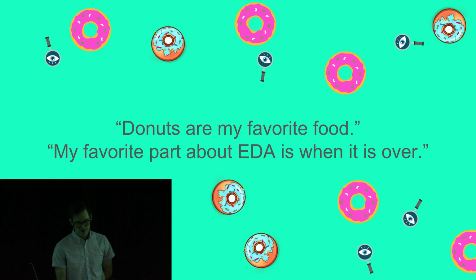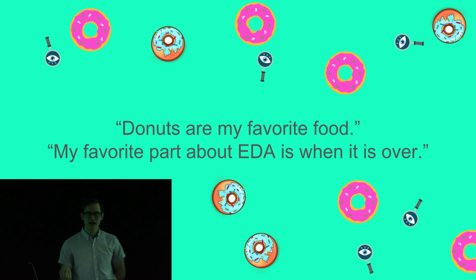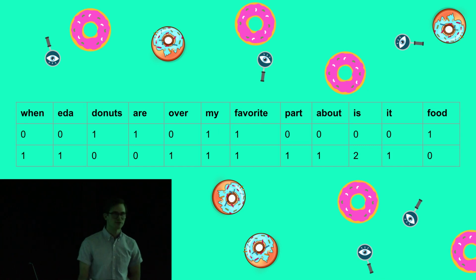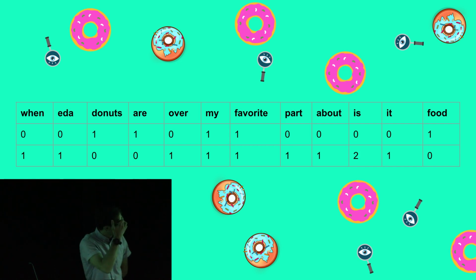So here I have two sentences. Donuts are my favorite food. It's a fact. My favorite part about EDA is when it is over. That's kind of a fact. I have a lot of fun, but I feel like I could do EDA forever. So let's say we have these two sentences in a list. This is our feature vector. That's all it is. If someone had told me that like 2 years ago, I feel like I would be at Google or something right now. But so here I am.